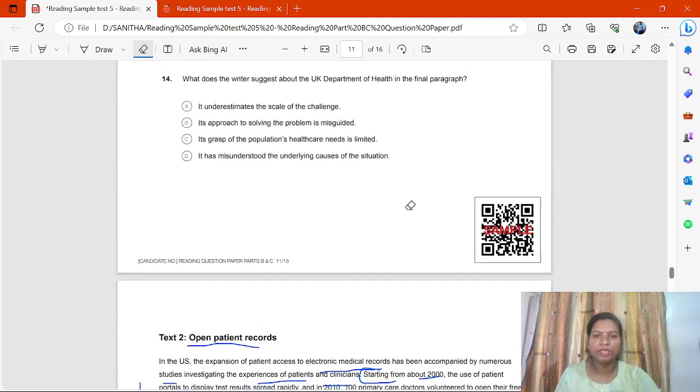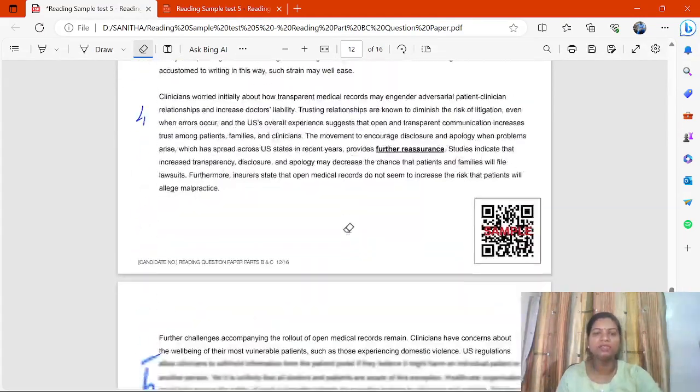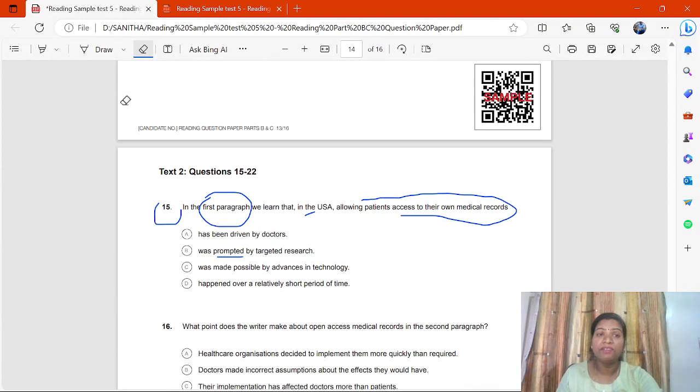Jasmine, just go to the passage and go through this. Is there anywhere it says it has been driven by doctors? Here it is saying patient medical record access has been accompanied by numerous studies investigating the experience of patients. But here they are talking about when it started and what the condition is right now. It is not saying it has been driven by doctors. So you have to eliminate that option.